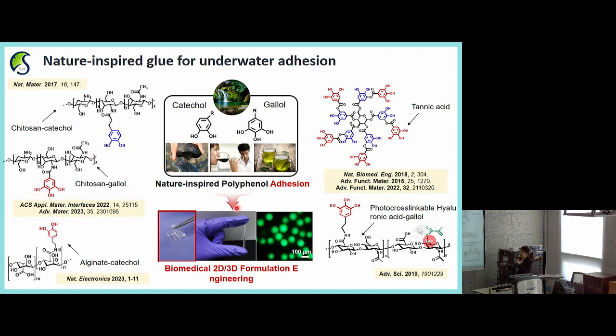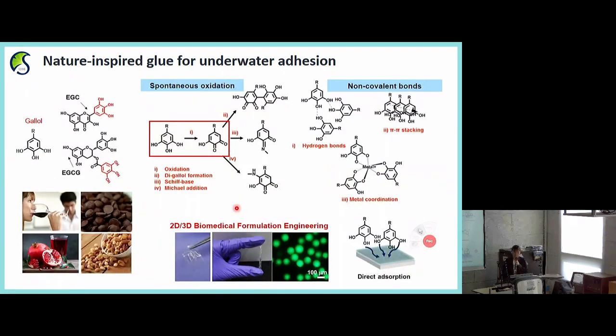Using this polymer material, we can make a film type material after dehydration, and we can also prepare hydrogel material and microbead type material. Using these different formulations, we can achieve a drug delivery system, a simple glue system, a bioelectronic system, and so on. Why do we need to use the catechol or gallol materials?